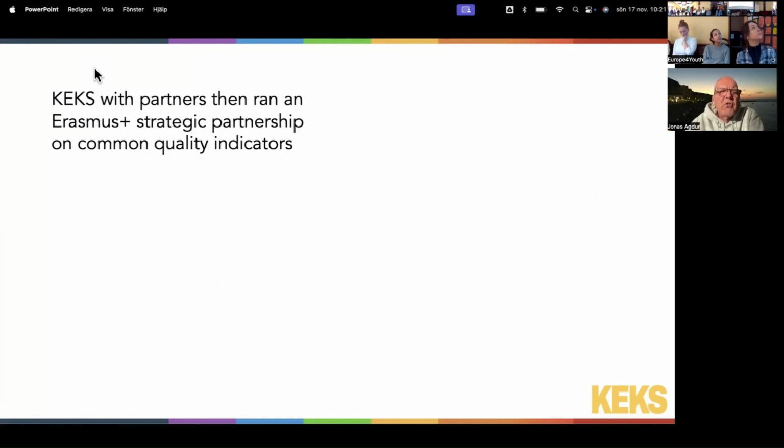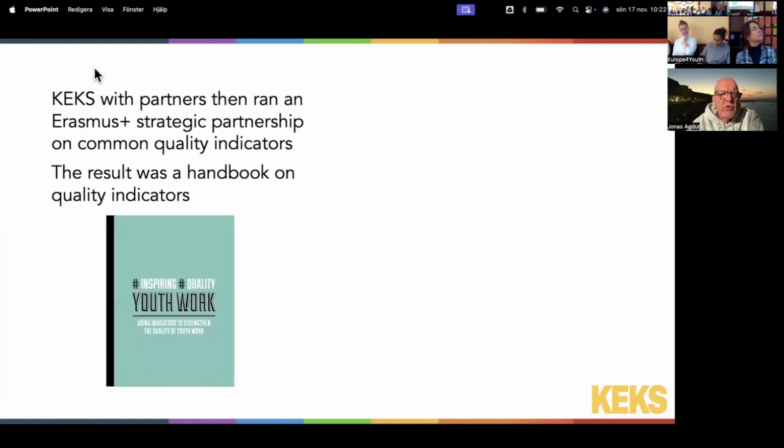KEX with partners then ran an Erasmus Plus strategic partnership on quality indicators based on this previous report. And the result was a handbook on quality indicators called Inspiring Quality Youth Work, using indicators to strengthen the quality of youth work.